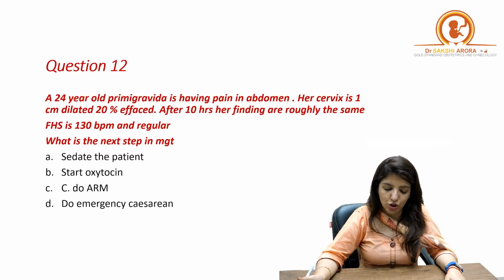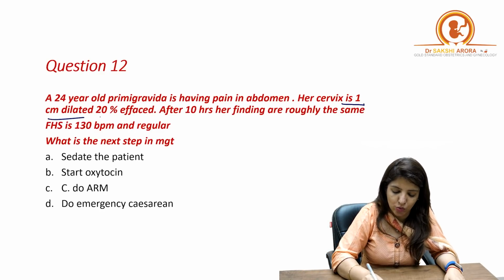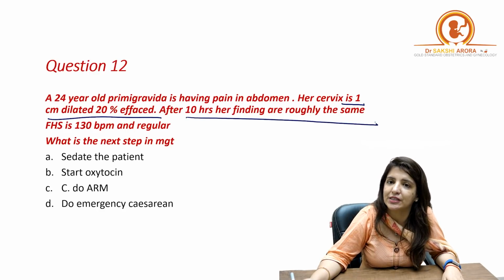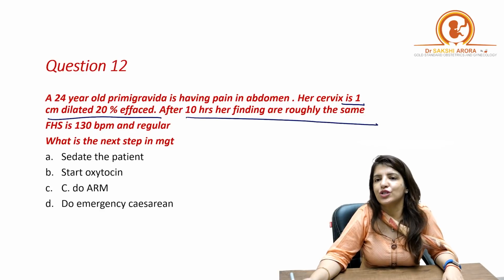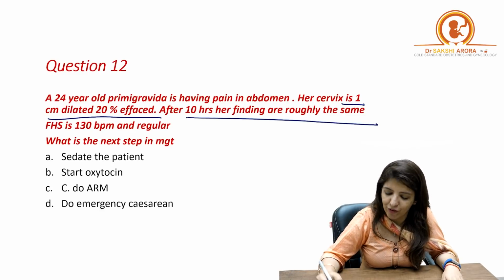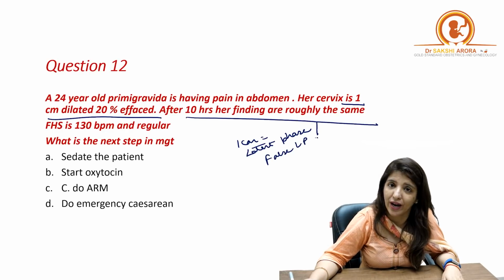Okay, next question. A 24-year-old primigravida is having pain in the abdomen. Her cervix is 1 centimeter dilated and 20% effaced. After 10 hours, her findings are roughly the same, right? So if your patient's dilatation is 1 centimeter, then definitely she is in the latent phase of labor, or it could also mean that there are false labor pains, right?